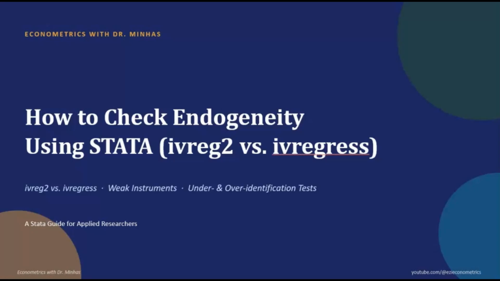Hello everybody, this is Minhas Akbar and today we are going to learn how we can check the endogeneity problem using Stata. In my earlier lecture, I talked about how we can use the IVREGRESS command to detect the problem of endogeneity. But today our focus will be on the IVREG2 command. IVREG2 performs better when we have the issue of heteroscedasticity and serial correlation in our data.